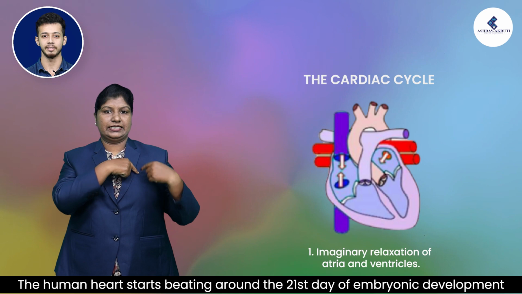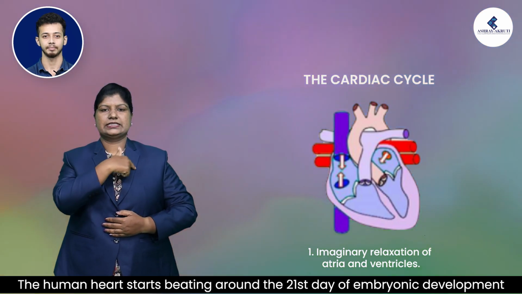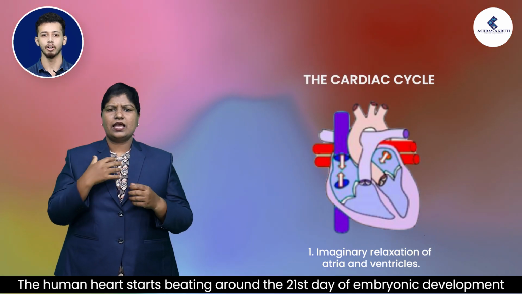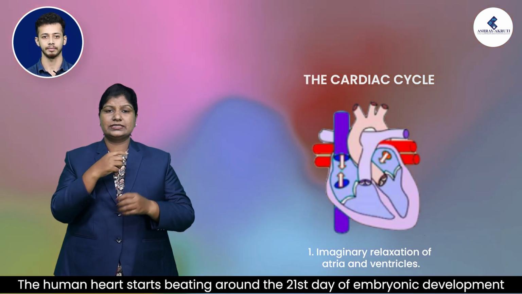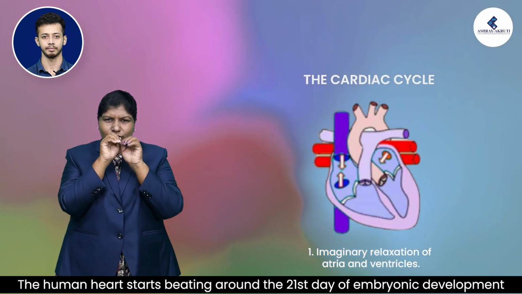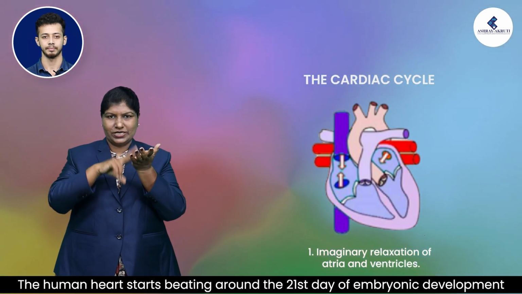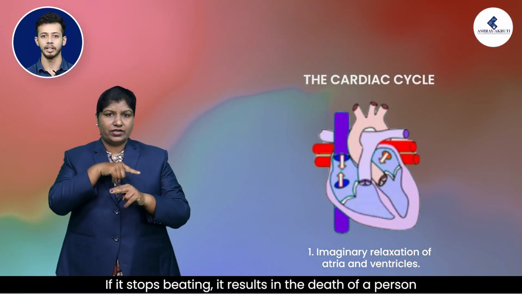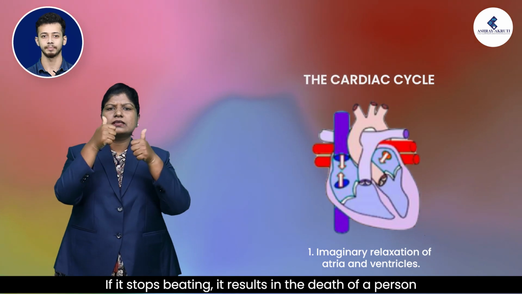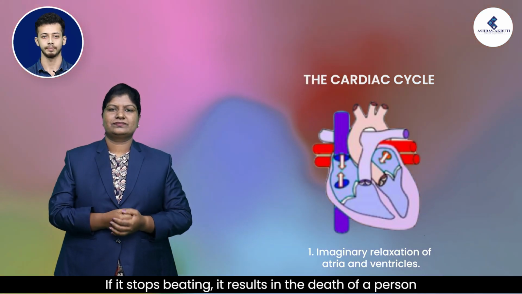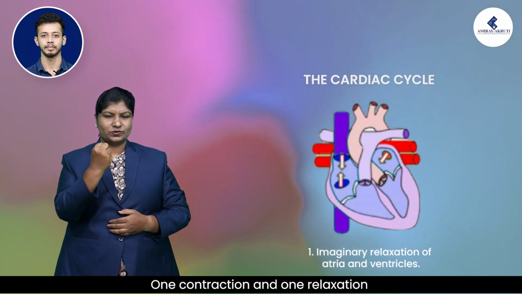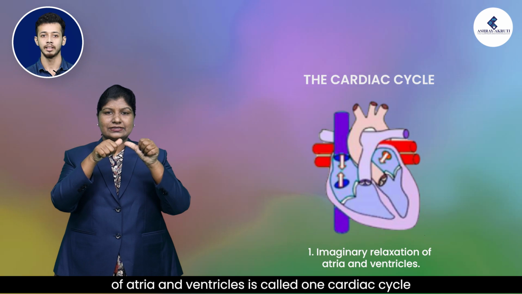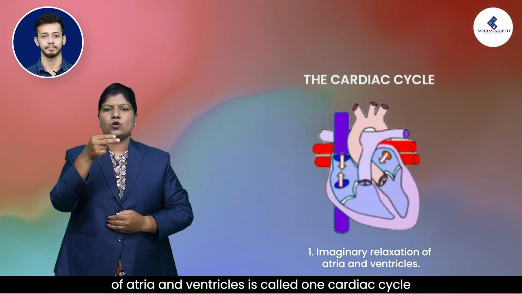The cardiac cycle. The human heart starts beating around the 21st day of embryonic development. If it stops beating, it results in the death of a person. One contraction and one relaxation of atria and ventricles is called one cardiac cycle.